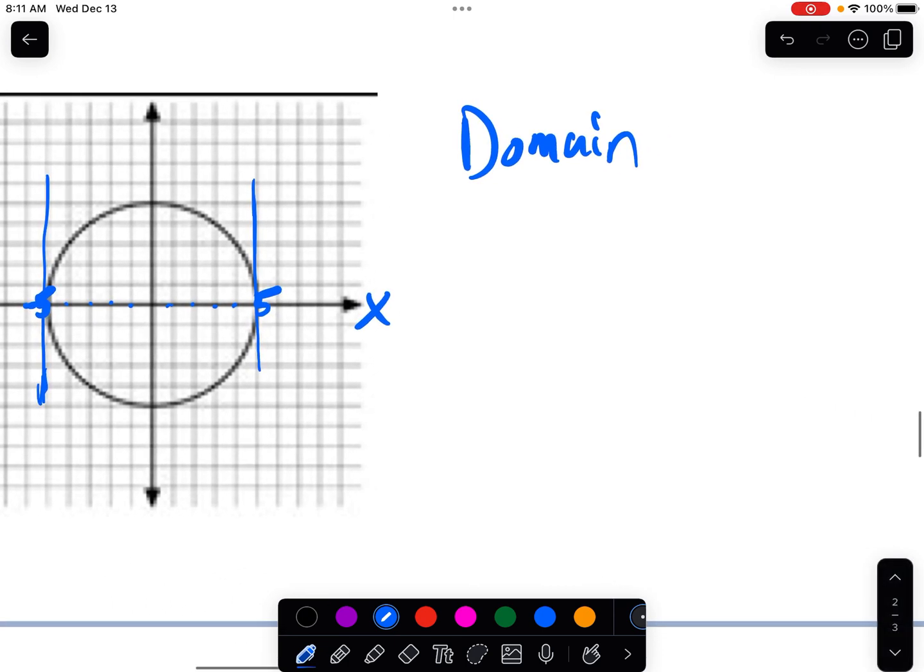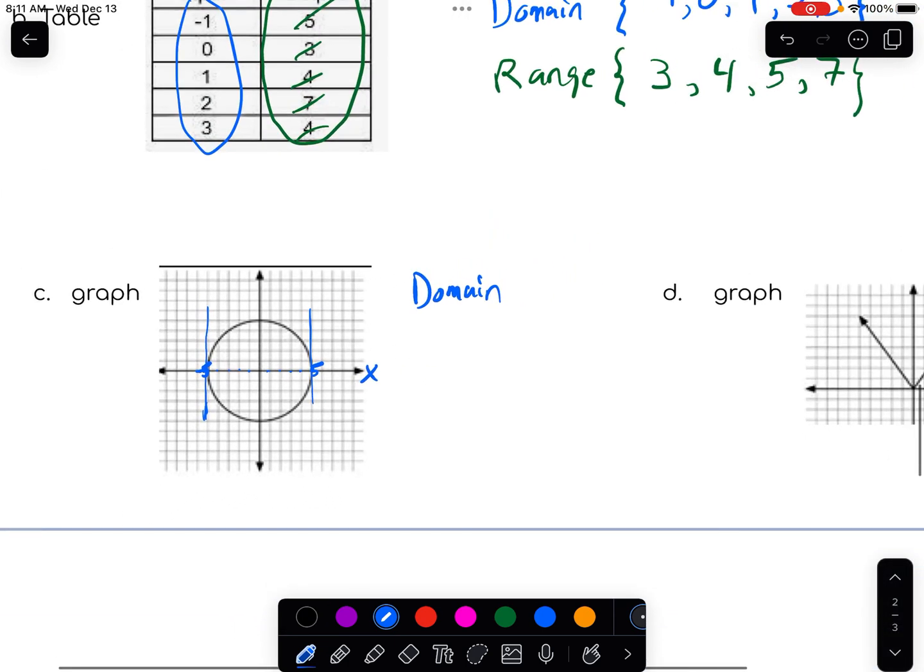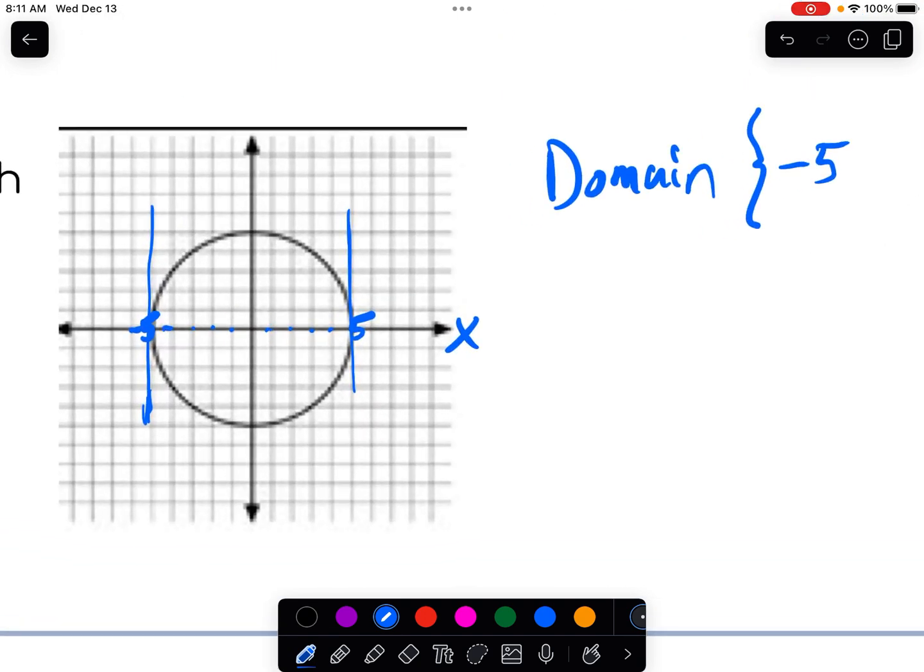So the domain in this case would be all possible x values. Now notice, it's not just like -5, -4. The graph itself is continuous, so it goes to any point between -5 and +5, including all the decimals. Like there's a point on this graph somewhere that has an x value of -4.6, somewhere roughly right around here.